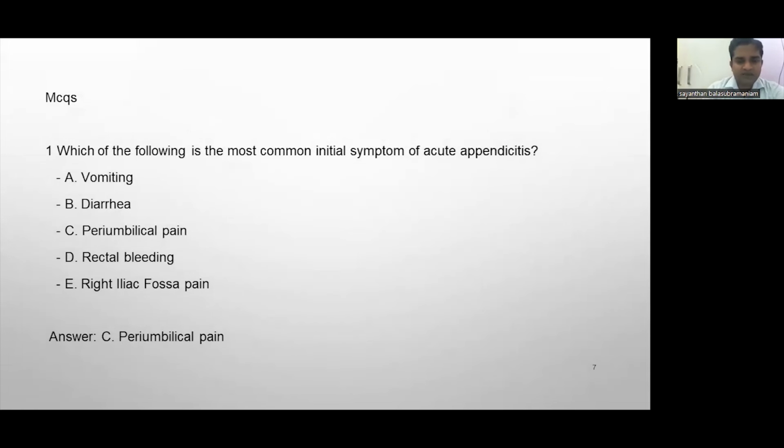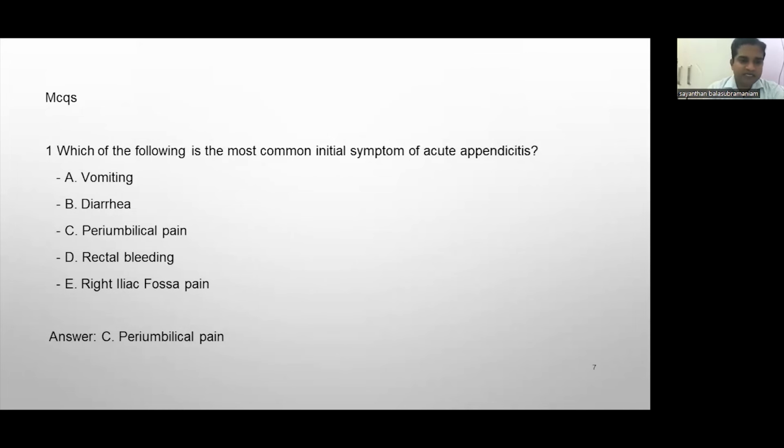Another small question for you. You have already attended this question. You see, there are so many signs and symptoms possible with appendicitis. We will discuss them one by one. But you see, all the signs are almost possible with appendicitis. This question is mainly asking which one is the initial sign.